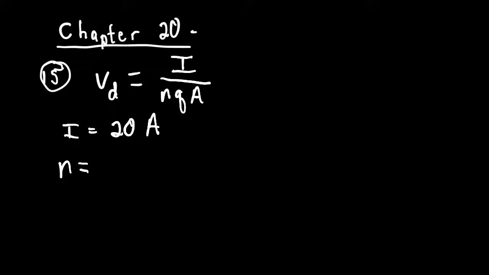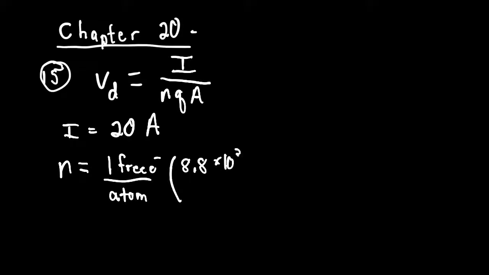So the conversion that we have here is one free electron per atom of copper, and we need to multiply this by the number of atoms of copper that we have. They give us the density of copper, 8.8 times 10 to the third kilograms per cubic meter. The hard thing about this problem is using something called Avogadro's number.